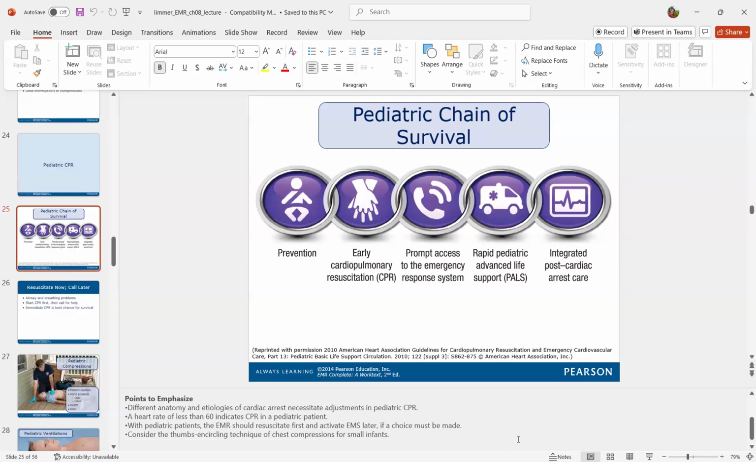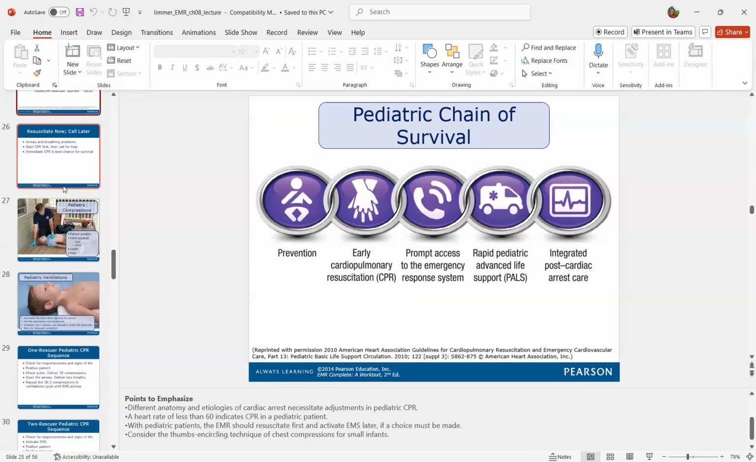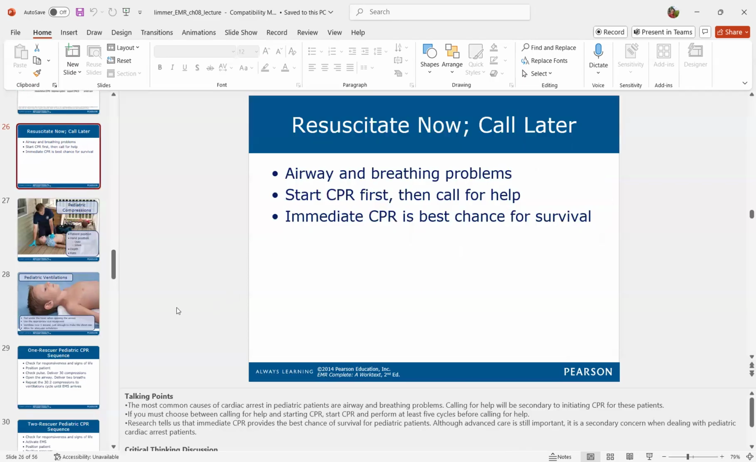With pediatric patients, as an EMR, we should resuscitate first and activate EMS later, because typically it's a respiratory issue, not a cardiac issue. In the adult chain of survival, we want to get the AED there as promptly as possible, because it's usually a cardiac issue in adults, but not so much in kids, unless they have a defective heart or we know what's going on with them. So we're going to start resuscitation first and then call 911. Resuscitate now, call later.